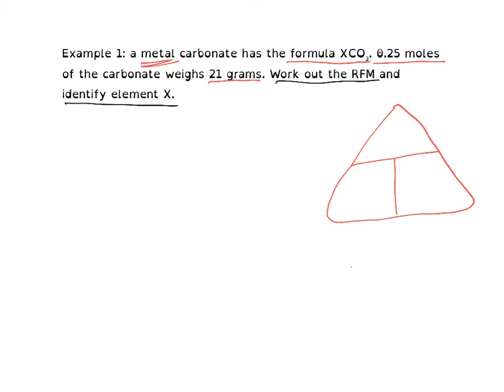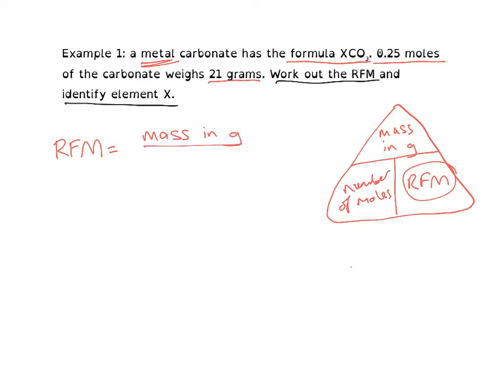So the first thing I'm going to do is think about the formula that links the mass with the RFM. So the mass in grams is equal to the number of moles times the RFM. But I'm being asked to work out RFM, so I can rearrange it so that RFM equals mass in grams divided by number of moles. And so my mass in grams in the question is 21, my number of moles is 0.25, and I get my RFM as 84.